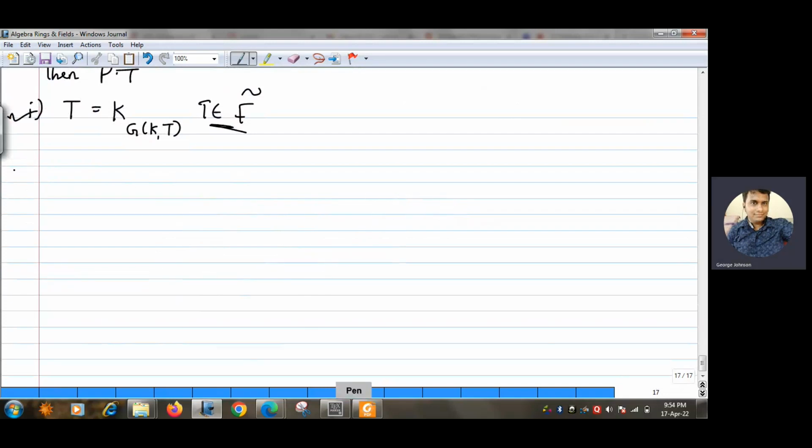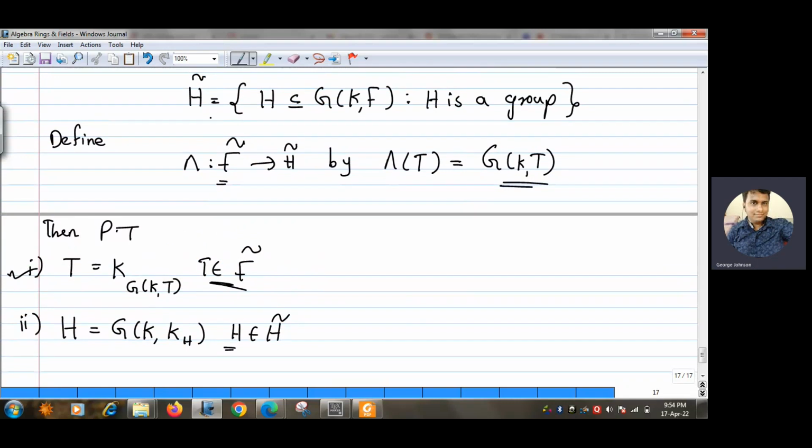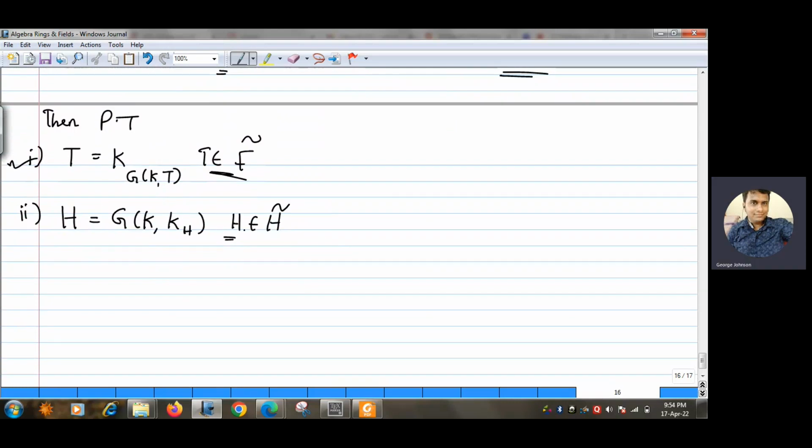Now let us go for the second statement. G(K/K_H) is the same as H whenever H belongs to H tilde. That means H is a subgroup of G(K/F). What we have defined as H tilde: H tilde is the collection of all subgroups of G(K/F). Because H belongs to H tilde, H is a subgroup of G(K/F).